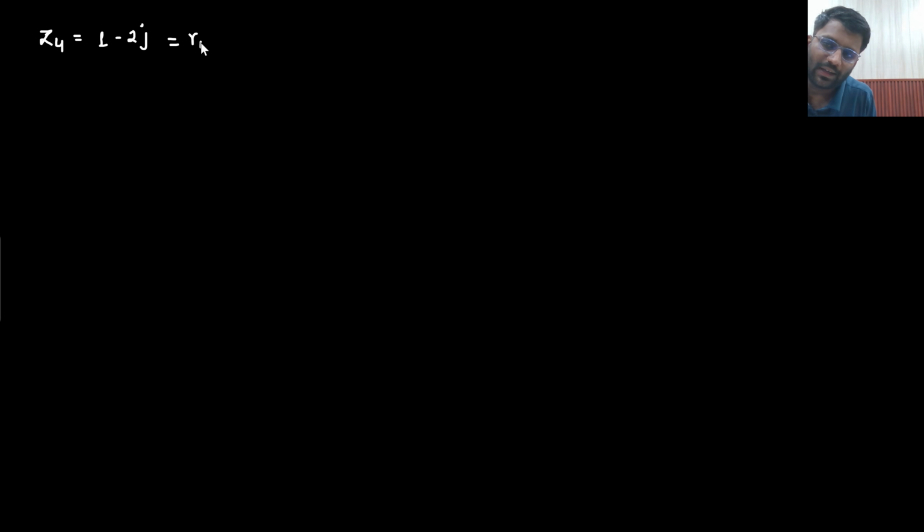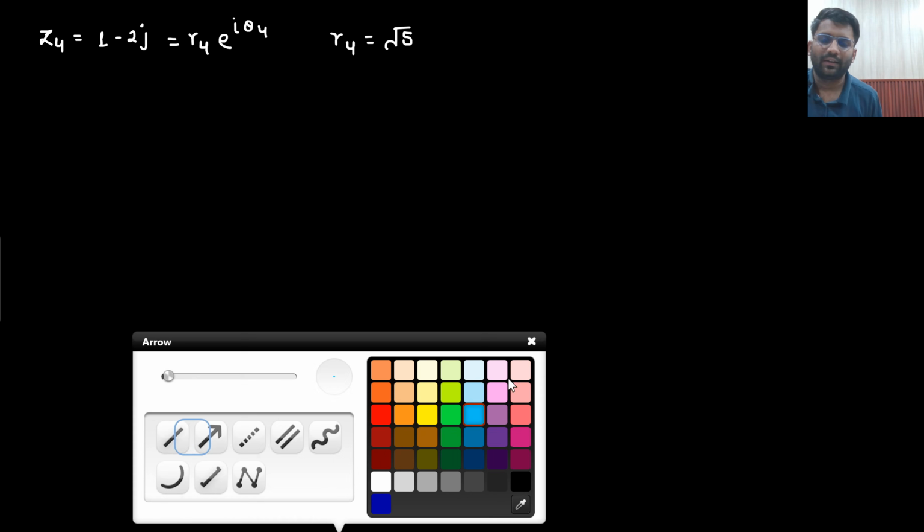This could be written as R4 e to the power iota theta 4. What is the value of R4? That, sir, I already know, I don't need to calculate. Under root x square plus y square, so that would be nothing but under root 5 only. I just need to calculate the angle.